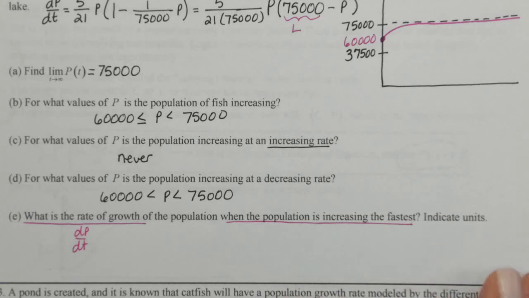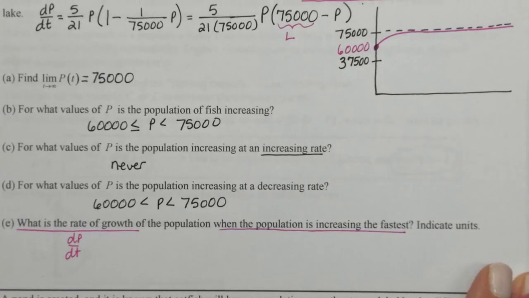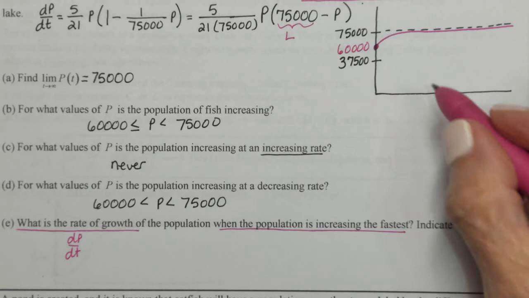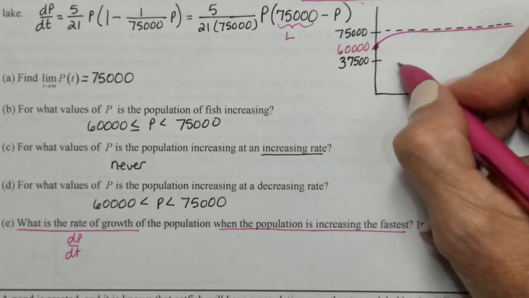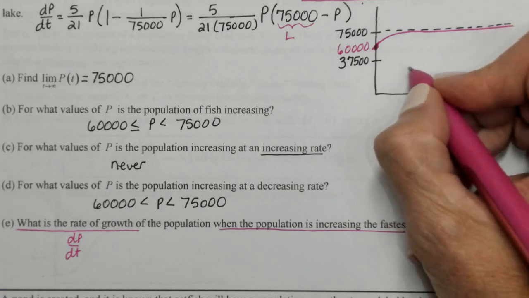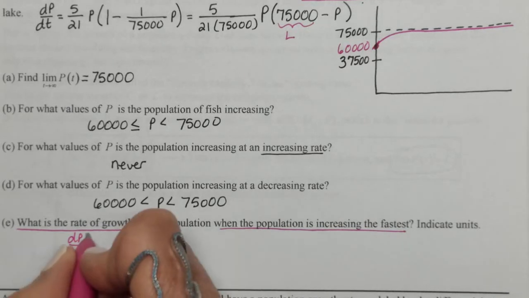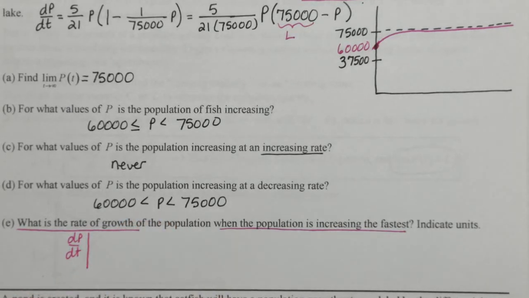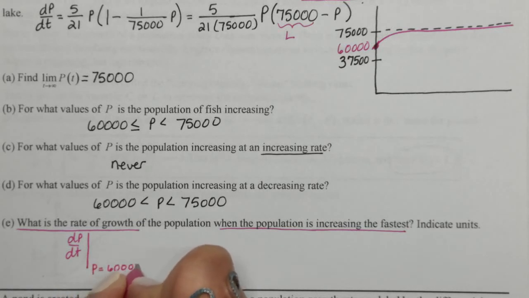Well, when is the population increasing the fastest here? When is the slope of the tangent line the highest? When is the tangent line the steepest? Well, the tangent line is steepest right at the beginning, right when we start, when time is 0, when the population is 60,000. So this is going to be dp dt when P is 60,000.